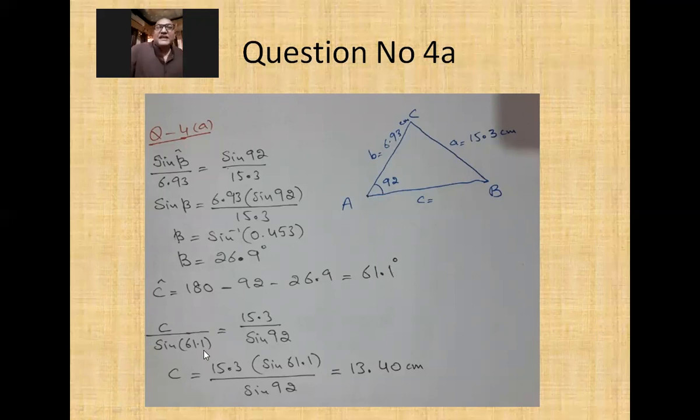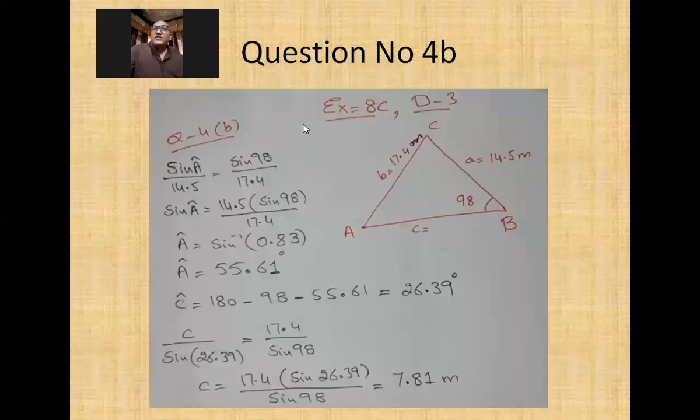So C divided by sine 61.1 is equal to 15.3 divided by sine 92. When I make C alone, this sine 61.1 will go to the other side and multiply. So in your calculator, you will write 15.3 multiply sine 61.1 divided by sine 92, equals, and the answer will be 13.40 centimeter. So that is question number 4, part A. Let's move to the next part.